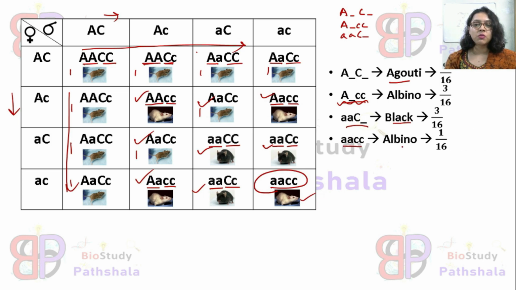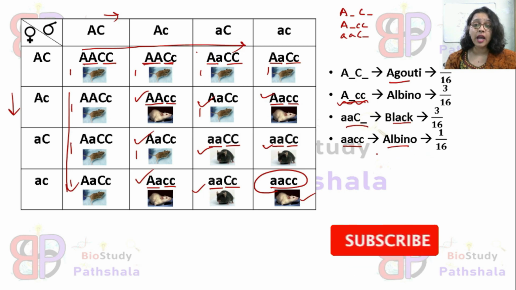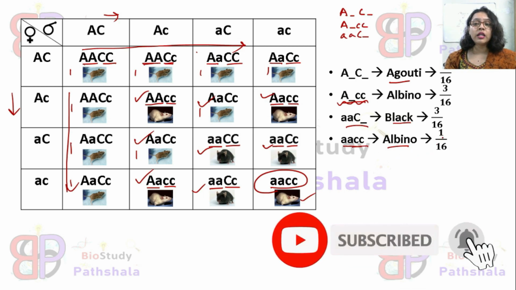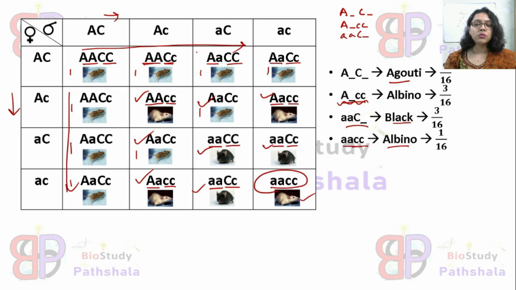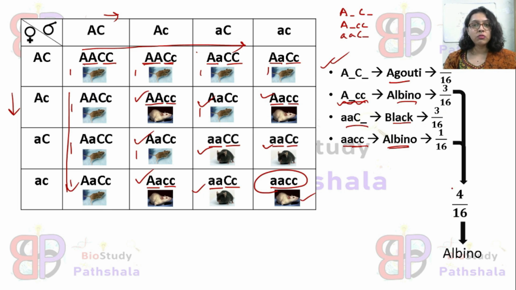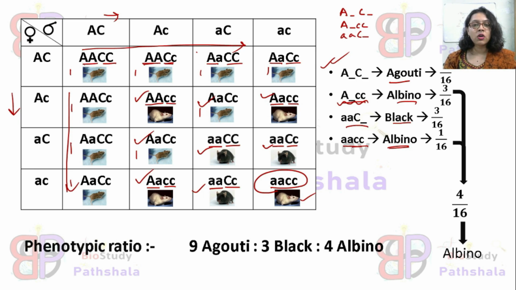That means small a, small c shows the albino coloration, and with this particular genotype the individual will be 1 among 16 individuals. So from this checkerboard we can obtain this data. Here Agouti color is shown by 9 individuals, black color is shown by 3 individuals, and the albino color is shown by 4 individuals among 16 individuals. So from this checkerboard we can obtain the phenotypic ratio as 9 Agouti, 3 black and 4 albino.